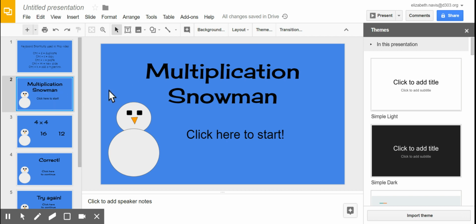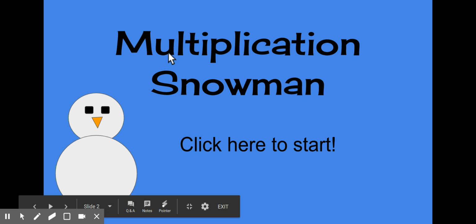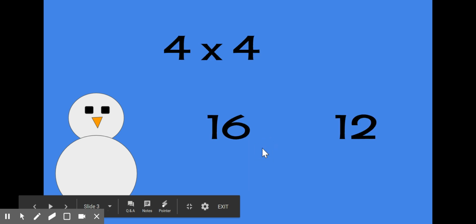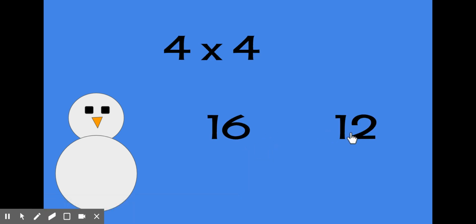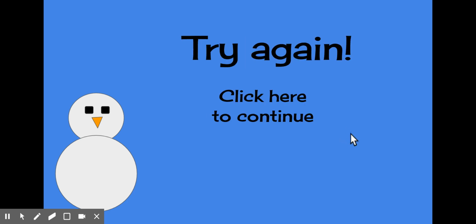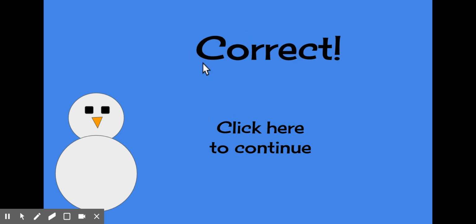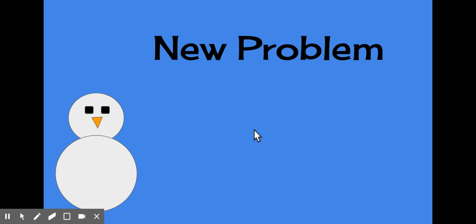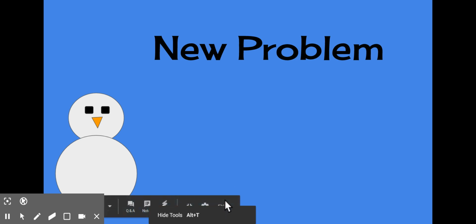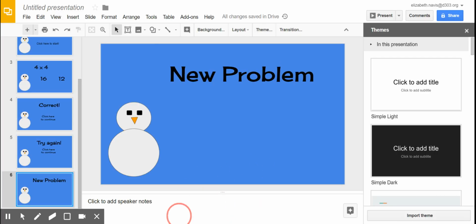So you're going to go back to the first slide of your game and click presentation. And we're just going to try to play it. So I click here to start. It takes me to the first slide. I'm going to pick the wrong answer, 12, and it says try again. Click here to continue. Hopefully this will take me back to the problem. It did. I'm going to click on the correct answer now, which is 16. It tells me I'm correct, and hopefully this will take me to my new problem. And it does. Okay. So this is how you create a game using hyperlinking.